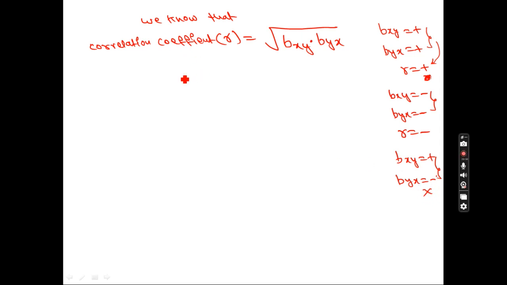So now, just now we calculated here. What I have written here: bxy times byx, you are getting 0.95, and into this also you are getting 0.95. I said before only, sometimes both may be the same, sometimes both may not be the same. It depends upon the problem. So what you will get here is 0.95 into 0.95.